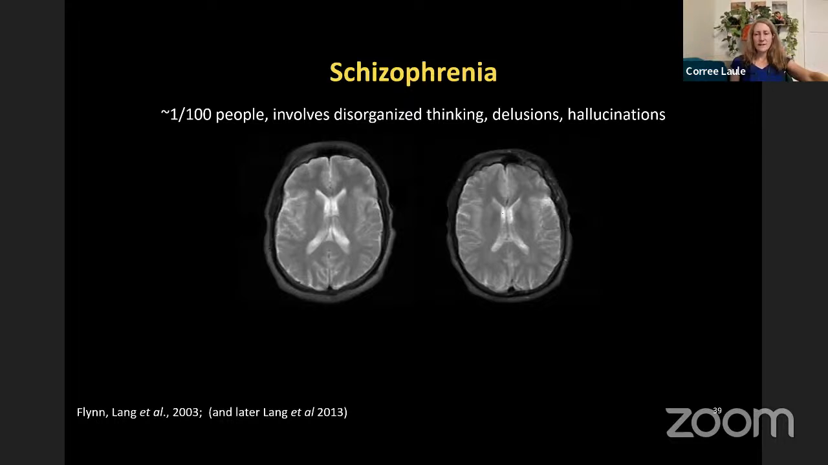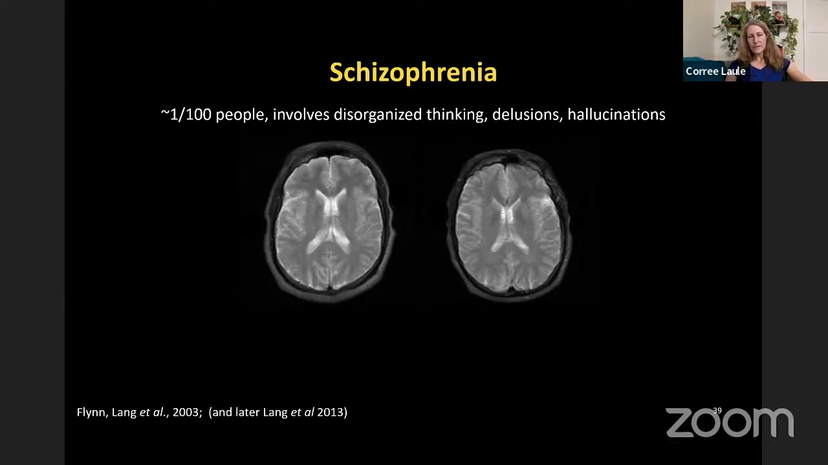So the last disease I wanted to just touch on was schizophrenia. Schizophrenia is a psychiatric condition that is actually very common. It affects approximately 1 in 100 people, and it involves disordered thinking, delusions, and hallucinations.